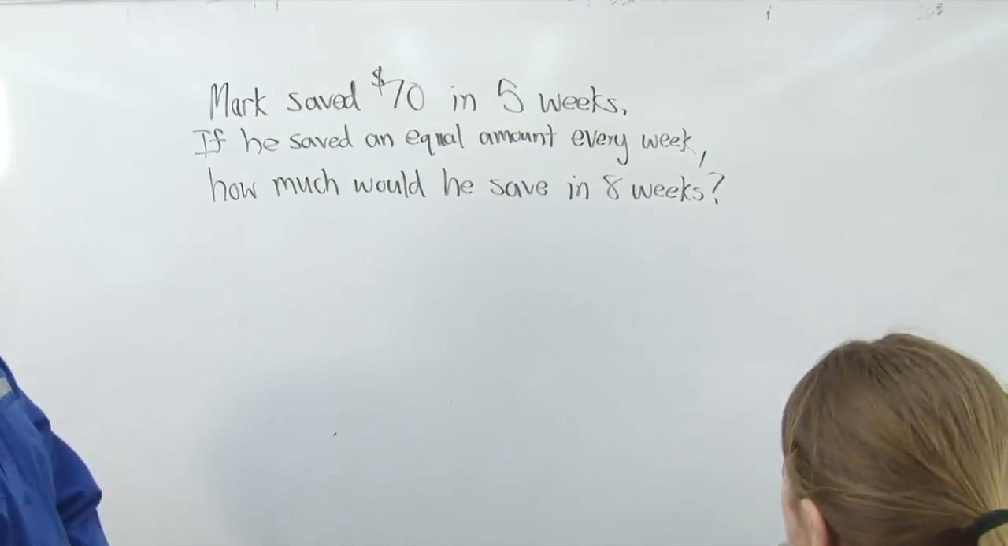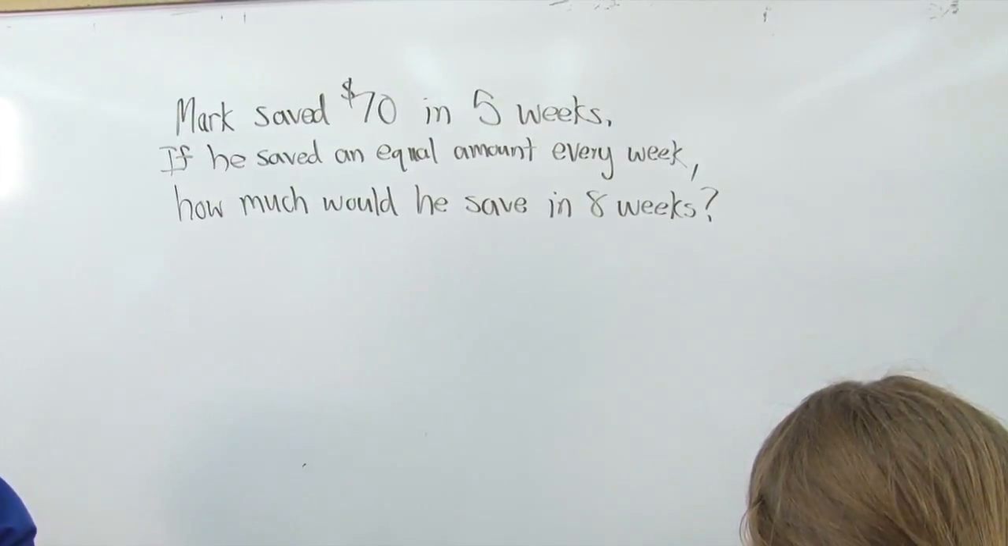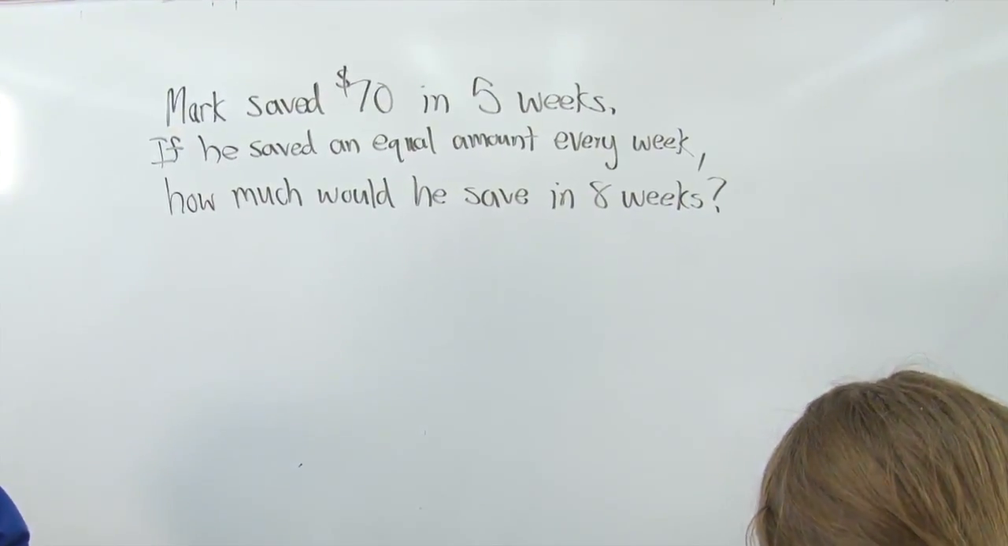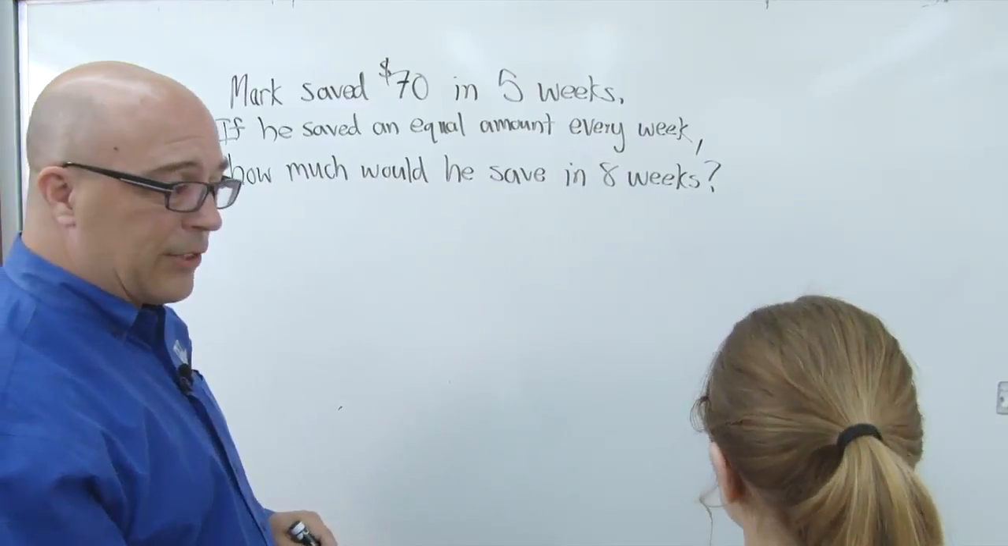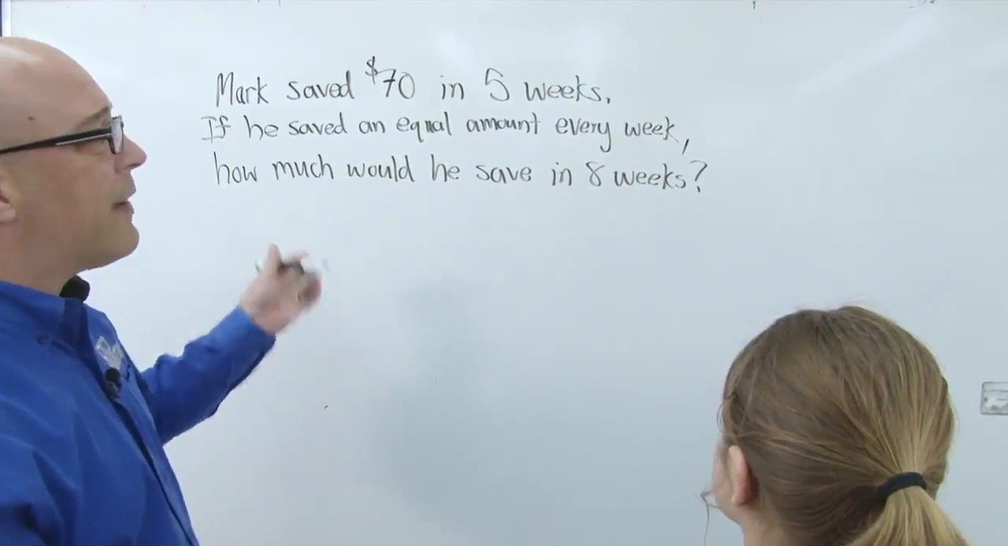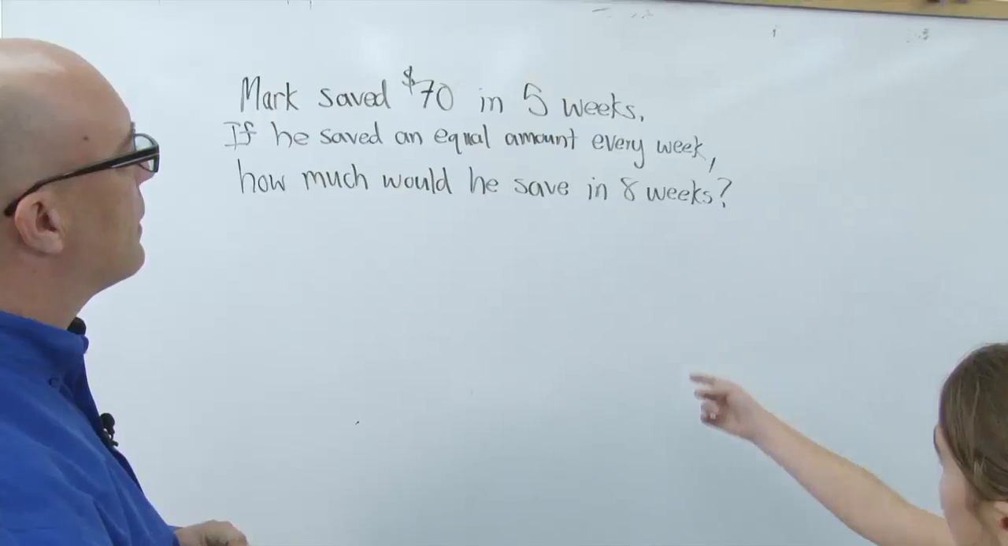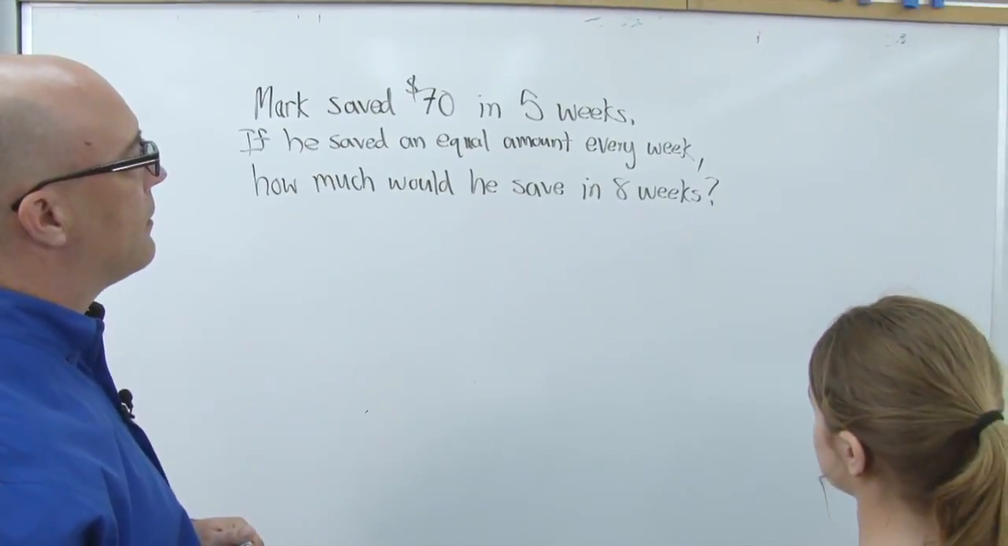Mark saved $70 in 5 weeks. If he saved an equal amount every week, how much would he save in 8 weeks? All right, so we have $70 saved in 5 weeks. What do we need to find out? How much he earns each week, so we can figure out how much he earns in 8 weeks.